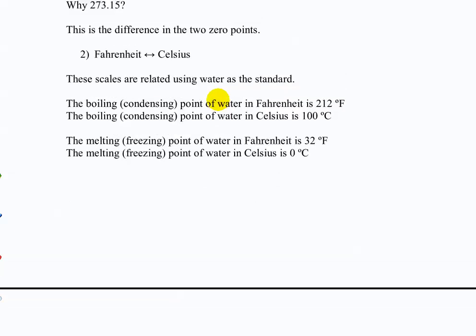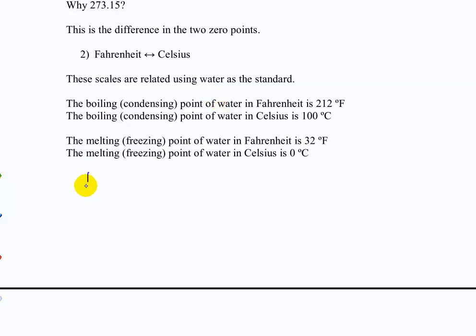All right, now let's actually try to figure out how we can determine the relationship between Celsius and Fahrenheit. Now you should eventually just know the equation, but it's good to know where it comes from as well. So we're going to look at water as the standard and relate these two scales. The boiling point of water in Fahrenheit is 212 degrees F, Celsius is 100, freezing point is 32 F, and freezing point of water at Celsius is 0. So let's show those two scales.